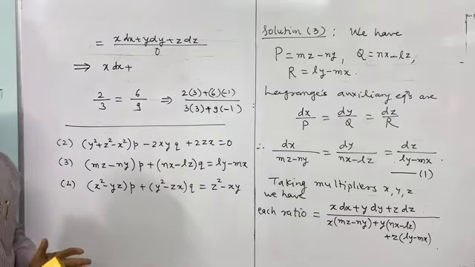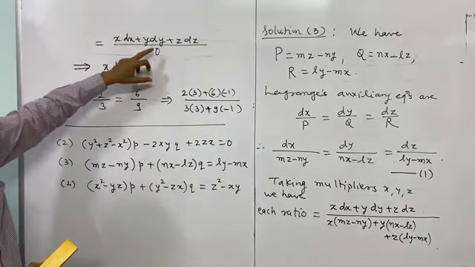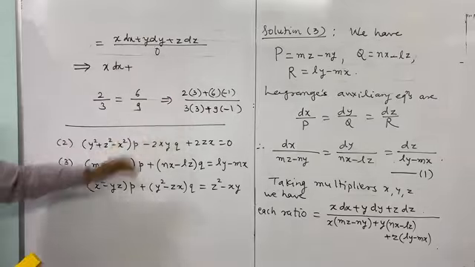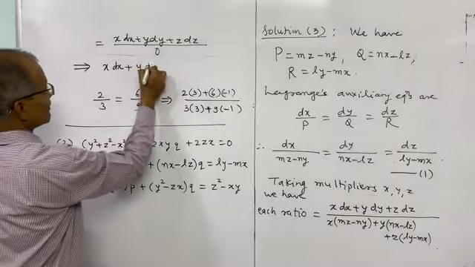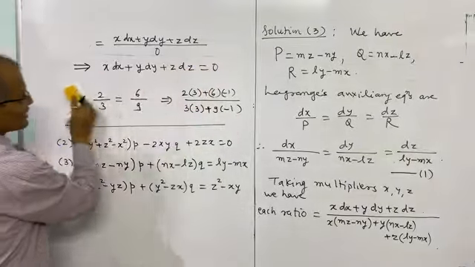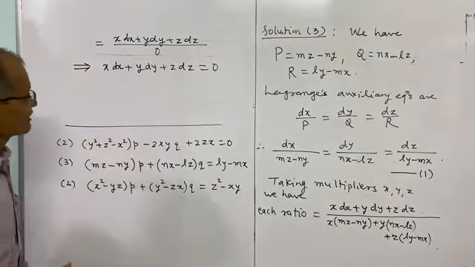This is a ratio, and if in the ratio combination gives one denominator is 0, then the numerator must at the same time be 0. This is an example: y dy plus z dz is equal to 0. This can be easily integrable because it is in separate variable form.